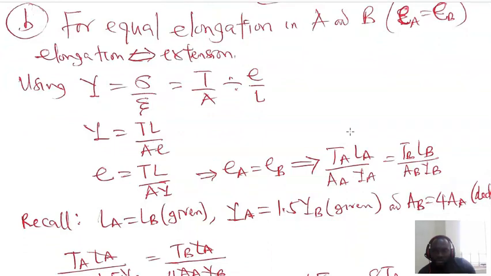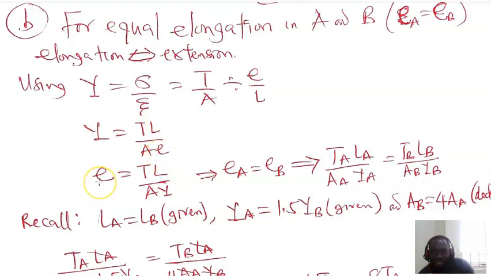So the only way we'll compute our extension easily is from our strain. Remember, strain equals extension over length. So what do we do? From Young's modulus equals stress over strain, that equals tension, in this case our force, over area, divided by extension over length. Putting that together, we have Young's modulus Y equals TL over AE.